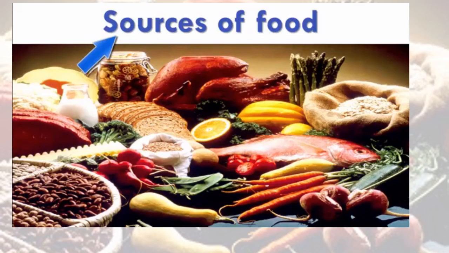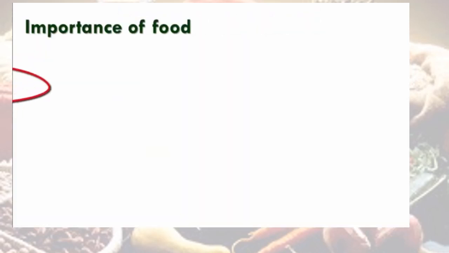We all eat food every day, right? Some foods we eat are raw, some are cooked, and some are a mixture of various ingredients. Have you ever thought about where all these foods come from? Come, let us find out. Before we find out where the foods come from, let us briefly understand the importance of food.